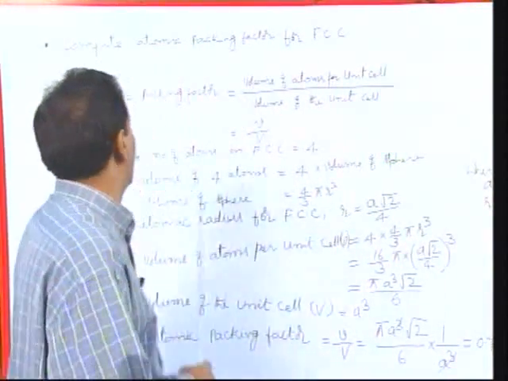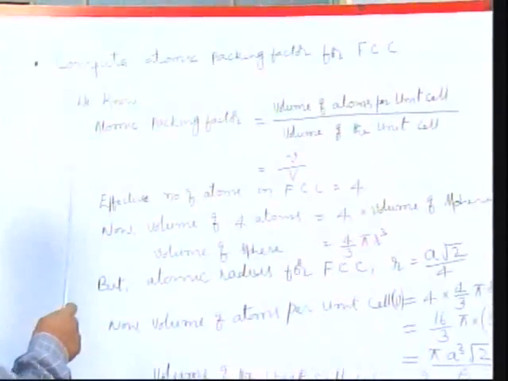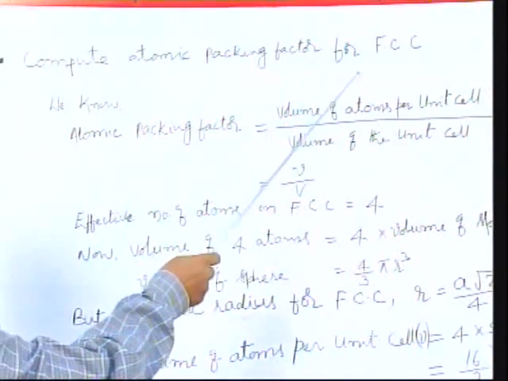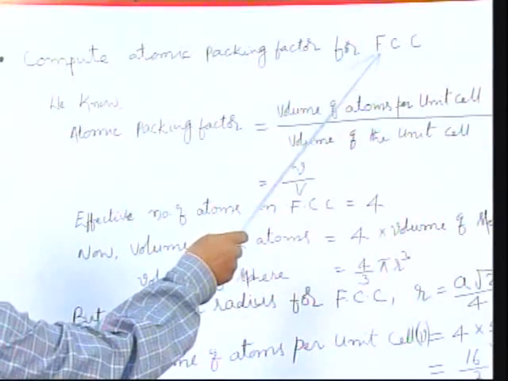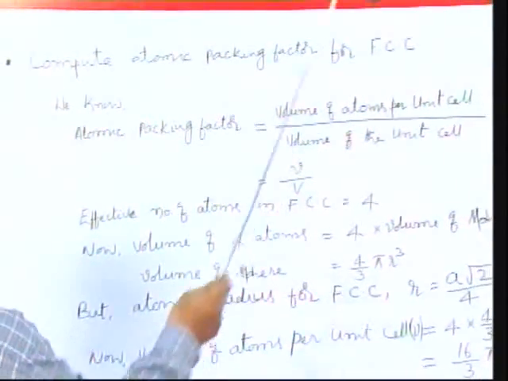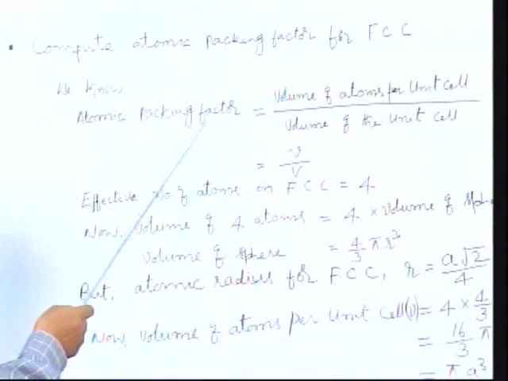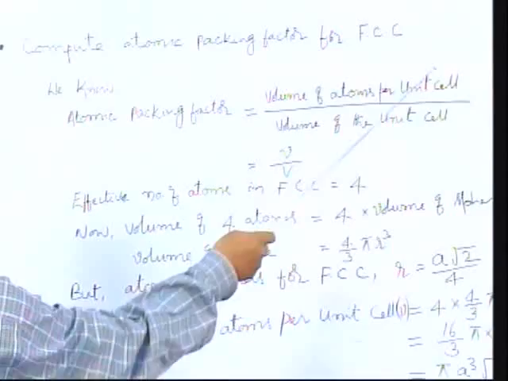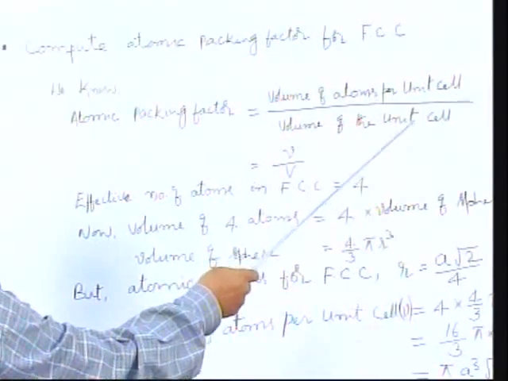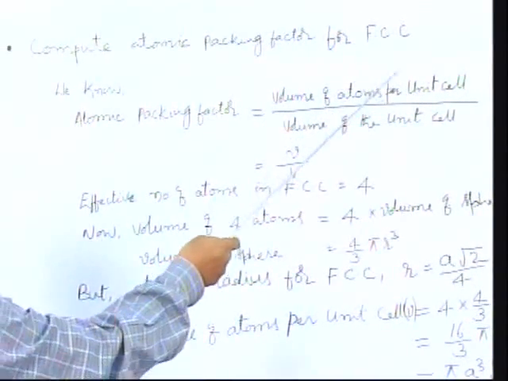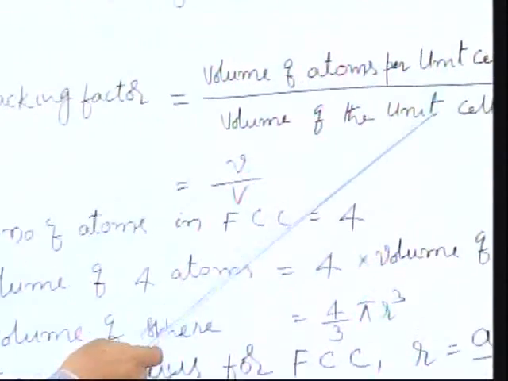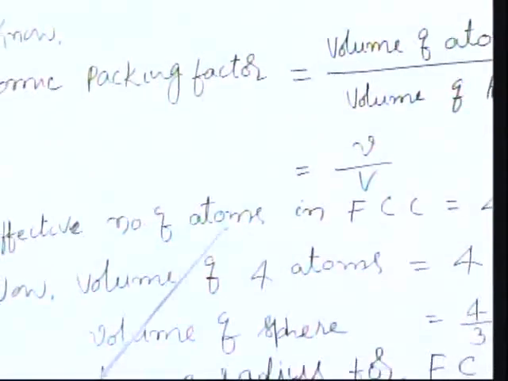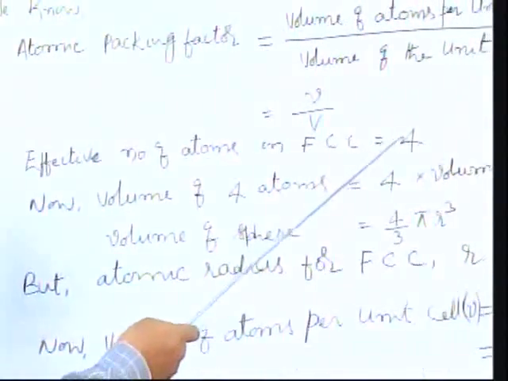Here you can see how to compute the packing factor for FCC. You see the problem: compute atomic packing factor for FCC. FCC is face centered cubic lattice. We know atomic packing factor is the ratio of volume of atoms per unit cell to the volume of the unit cell. We are denoting volume of the atoms per unit cell as small v, volume of the unit cell as bigger V. But we know effective number of atoms in face centered cubic is 4.